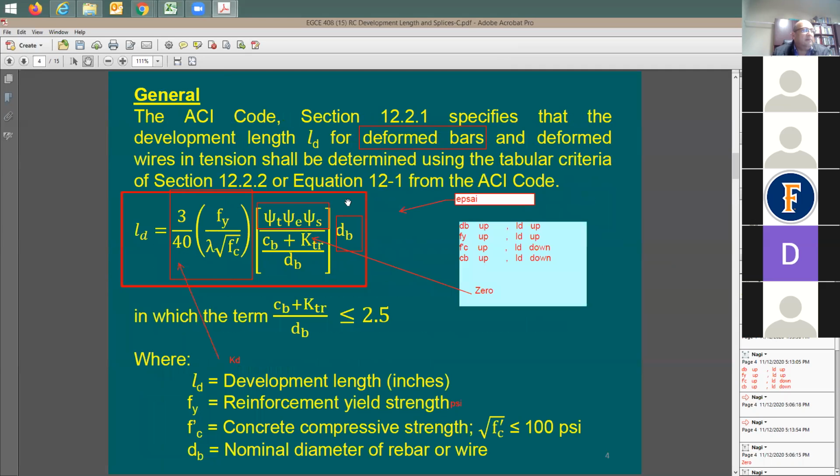And then for lambda, lightweight versus normal weight concrete. We have normal weight, so it's going to be 1.0. See, everything is easy in the submittal, right? Yeah, it's just, they weren't mentioned in the submittal. Okay. Yes, yes.